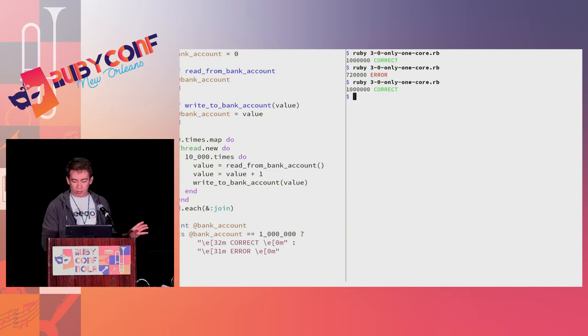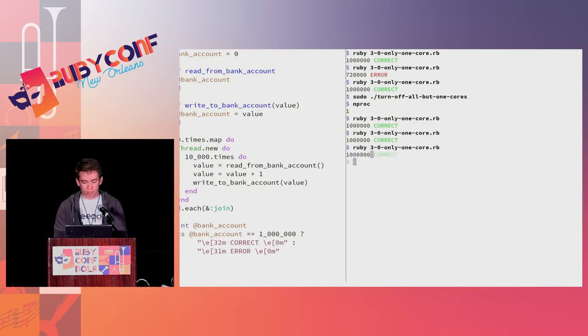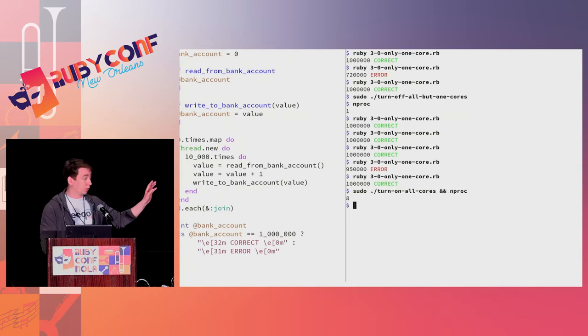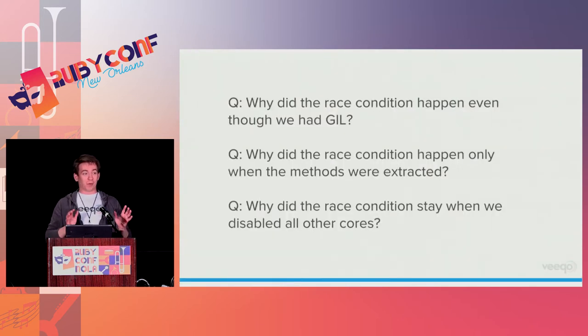And now I will turn off cores and run it again. I'm turning off cores. I'm checking that really only one core is available. I'm running it again. I'm running it several times. Error. Race condition didn't go away. Our code is still unreliable. So just in case, I'm turning back my cores. And now we have 3 questions. Why the hell didn't race condition go away when we turned off other cores?